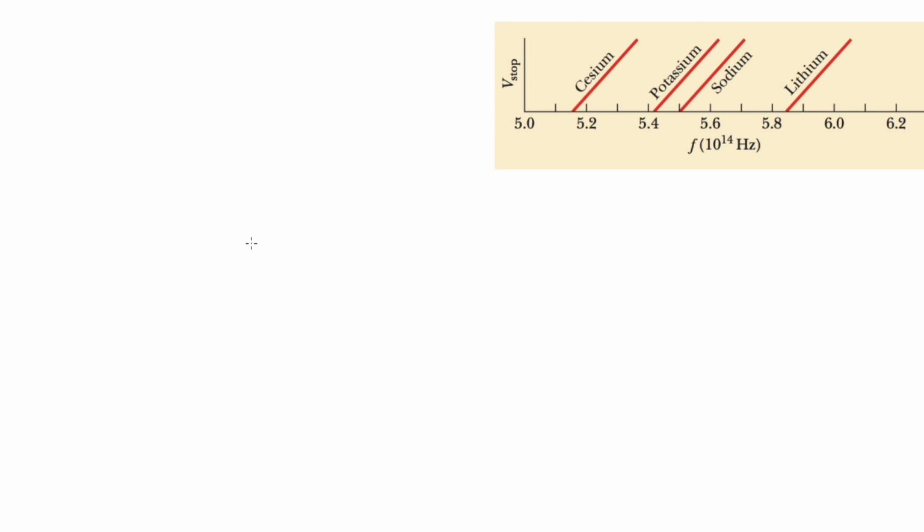Okay, so to solve this one, we've got this plot here, and we'll need to use that hf, the energy of the photon, is equal to the work function plus the maximum kinetic energy of the ejected electrons. And in this case, we've measured this kinetic energy by measuring the stopping voltage. So we will use this is equal to this plus e times the stopping voltage.